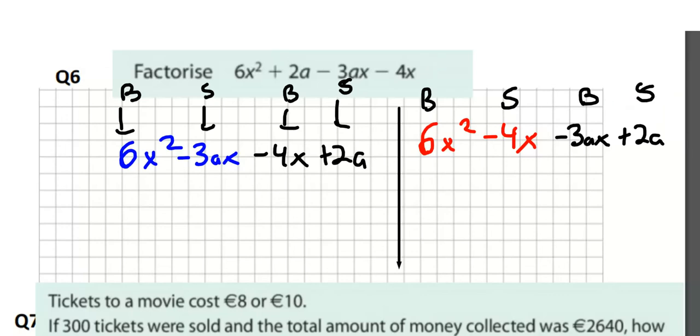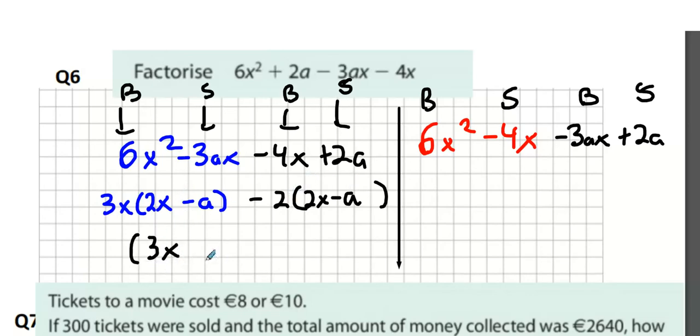Now, here's what we're going to do next. What comes out of the blue one? 3x. What's left over? Minus a. Exactly. So what do we have over here? Minus 2. Now what's our answer? That's very difficult, right? Now, if we did it the red way, what happens if we do it the red way?